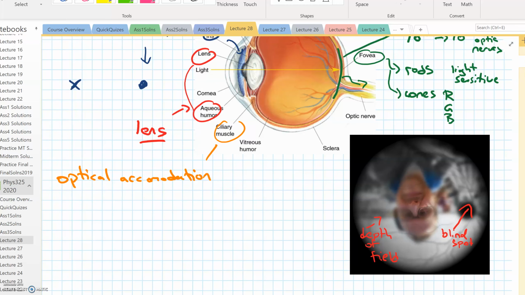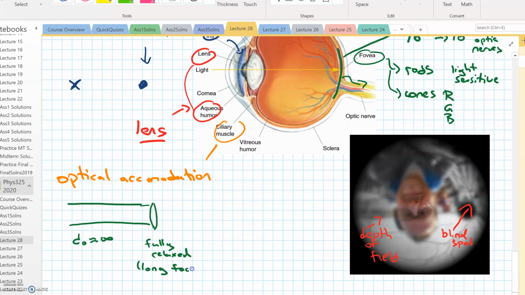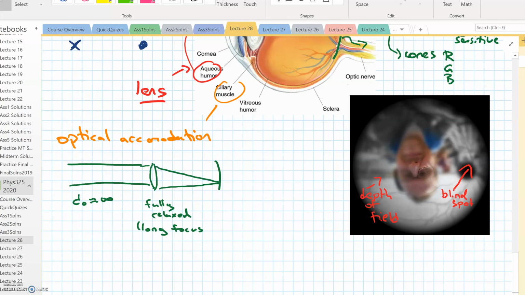So let's take an image at infinity, meaning 10, 20 meters away. The rays are effectively parallel coming in. Your eye is fully relaxed. And that means a long focus. If you have good eyesight, that will form an image right on your retina. The furthest thing you can see without being blurry is called your far point. We'll talk about that in a sec.